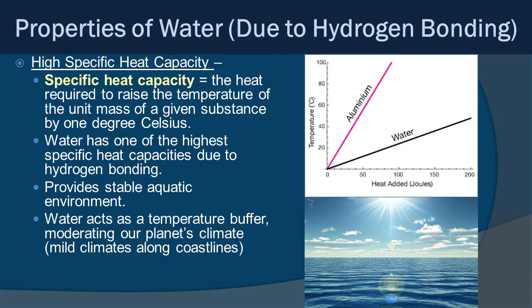Now, just as a comparison, on this graph, you'll notice heat added on the bottom in joules and the temperature increase on the y-axis. As you increase heat or energy added, you'll notice that the water doesn't change temperature as fast as the aluminum does. This is what we mean by water having a higher heat capacity compared to, let's say, aluminum.